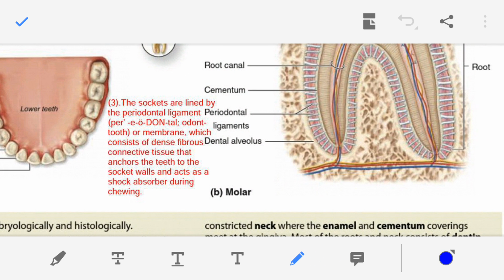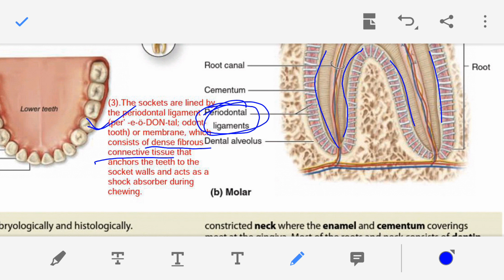Now what is this periodontal ligament composed of? They are made up of dense fibrous connective tissue, and this ligament, this connective tissue or membrane, anchors the teeth in the socket.